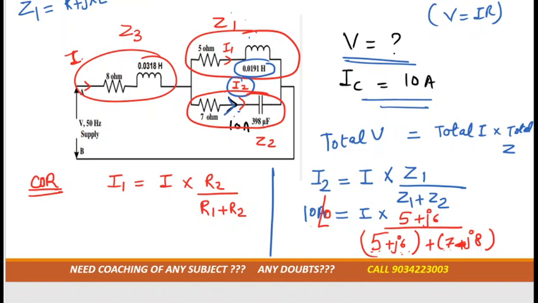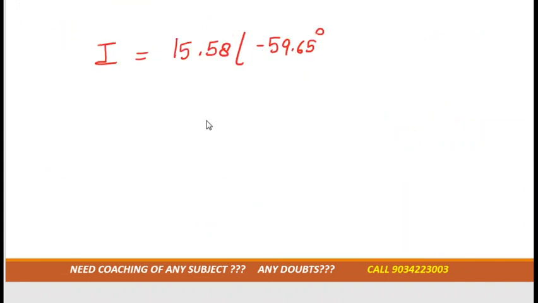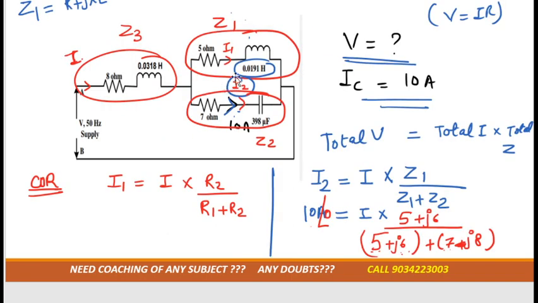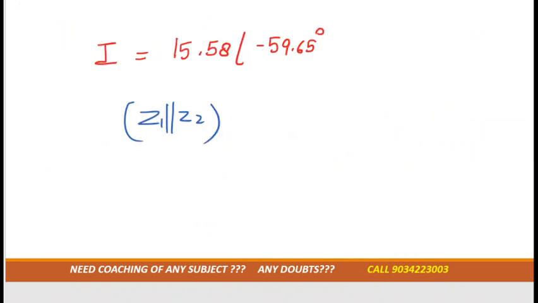As you can see, Z1 and Z2 are connected in parallel. Okay, so we can write down one thing, that Z1 is in parallel with Z2, right? And you can see that further Z3 is connected in series. That is the total impedance which we need to calculate. So Z1 parallel Z2, we can solve it.